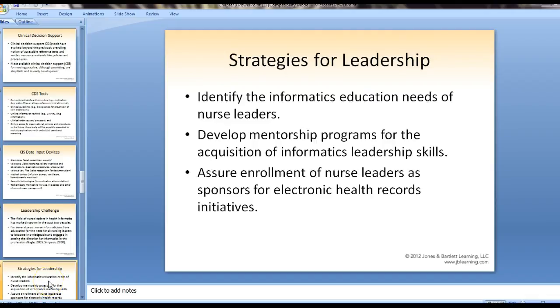So, strategies for leadership. Identify the informatics education needs of nurse leaders. Develop mentorship programs for the acquisition of informatics leadership skills. Assure enrollment of nurse leaders as sponsors for electronic health records initiatives.